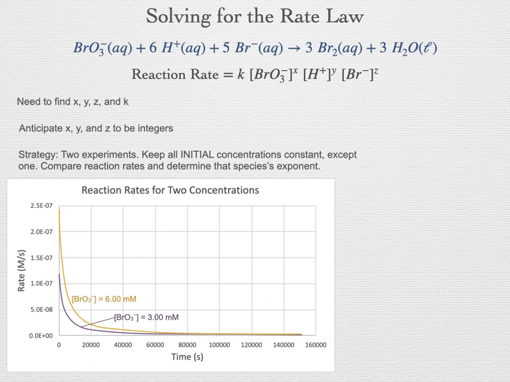Looking back at the general rate equation, that would suggest that the exponent for the bromate concentration, which is represented by x, must have the value of 1. You double the concentration and you double the rate. x equals 1. You can imagine doing a similar experiment for the other reactants, but before we do that, let's think about this data first.